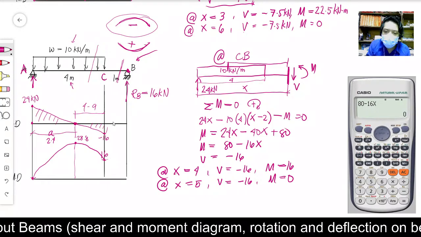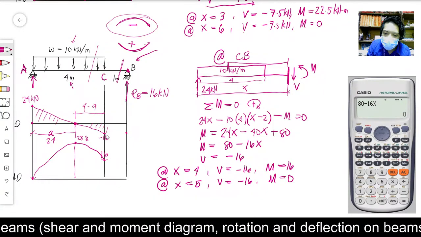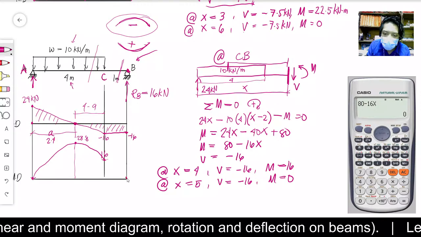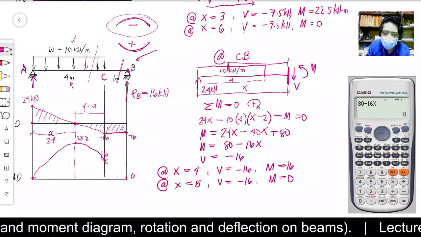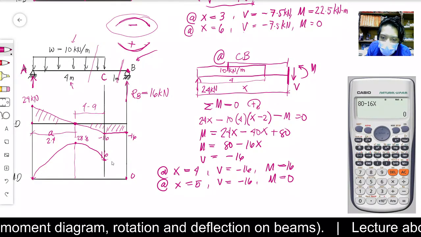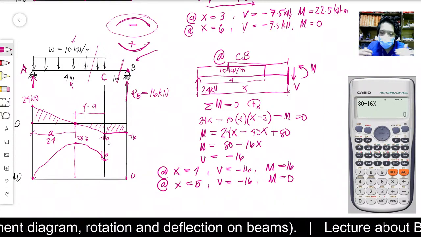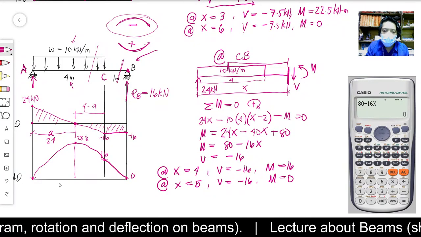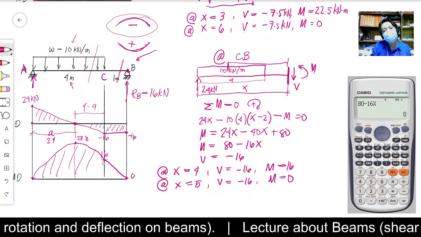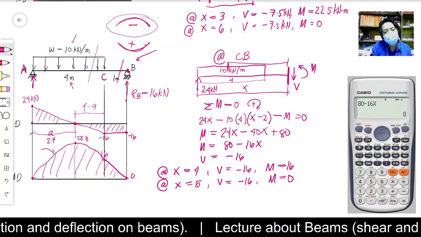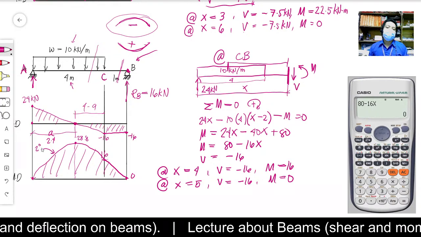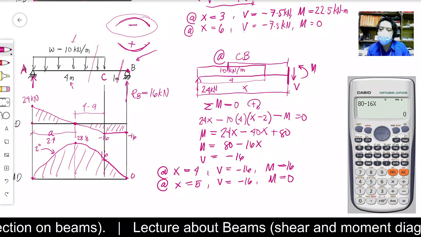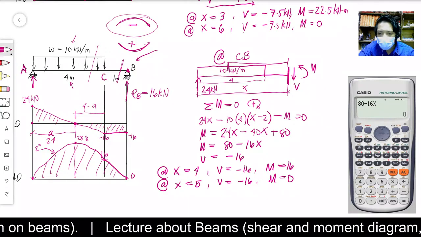So your shear is negative 16, and when x is equal to 5, it is still negative 16, so it is a straight line. It is not a curve, just a straight line, because the diagram it follows is horizontal. So this is your shear diagram. Take note, the degree of this curve is 2. That's how you solve for the shear and moment diagram.